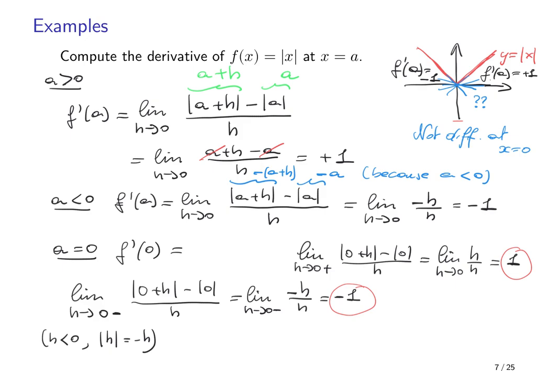Hence, our derivative also does not exist. Why does it not exist? Because the right limit and the left limit give you different answers. If the limit does not exist, then that is saying that the function is not differentiable at x equal to 0.